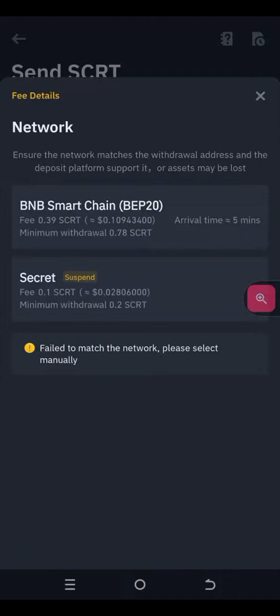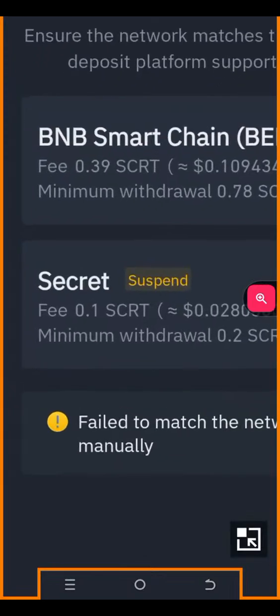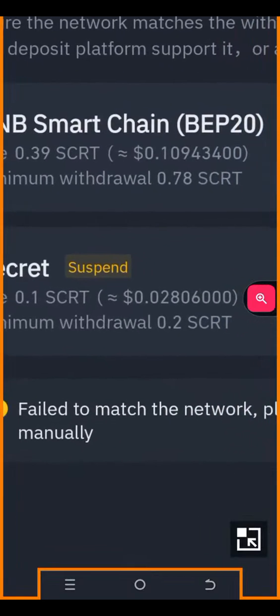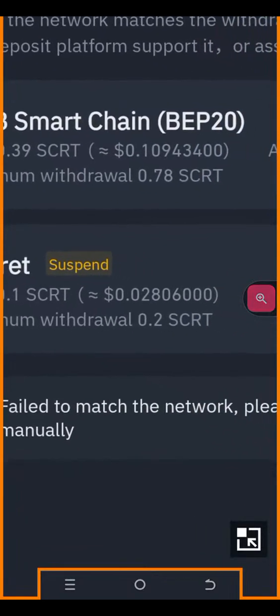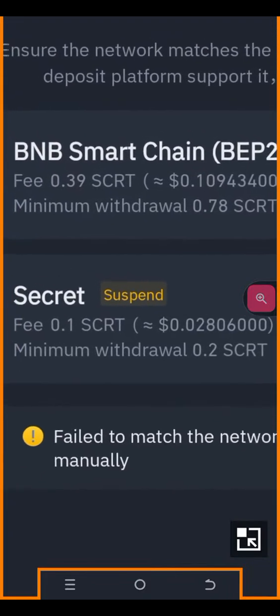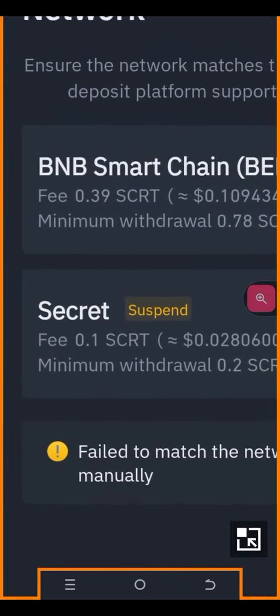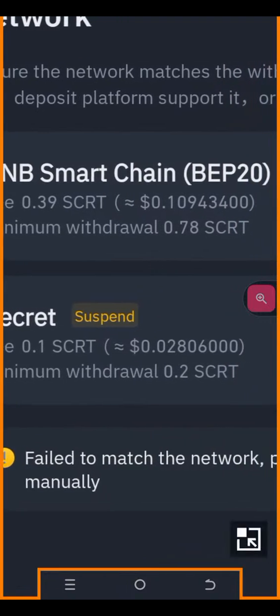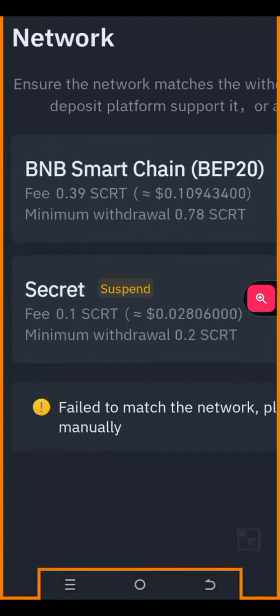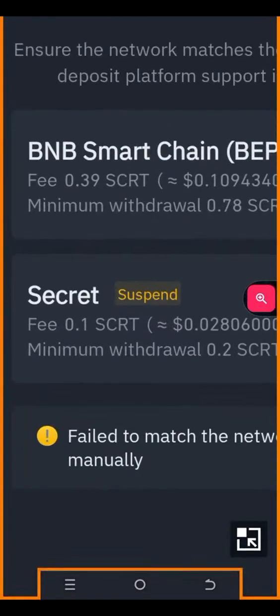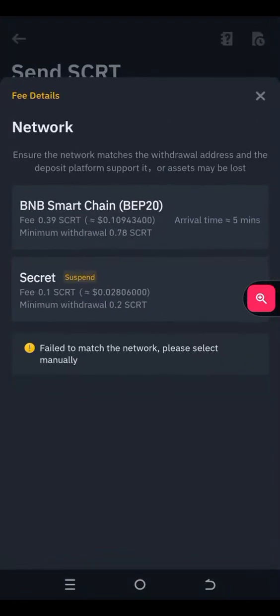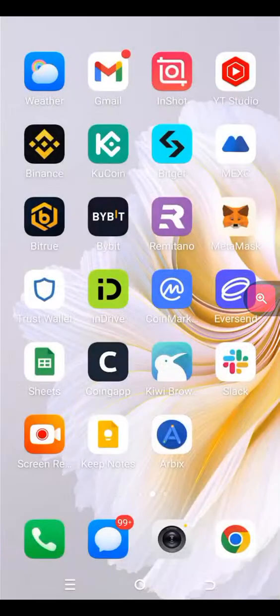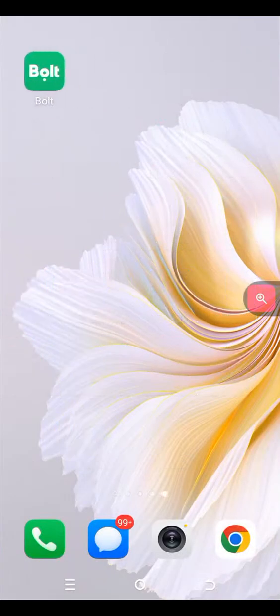So we have two networks here. We have, see, it has Secret Network, which is a very small amount to send. And there's BEP20 network. Interesting. So the BEP20 network is just about 10 cents to send, right? But meanwhile, the Secret Network is suspended. Okay, let's go and check. Let's see whether we can send this over to KuCoin. Okay, like I told you, it's a dependency upon a dependency.